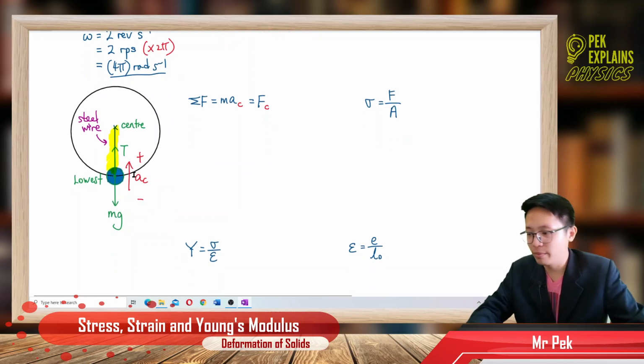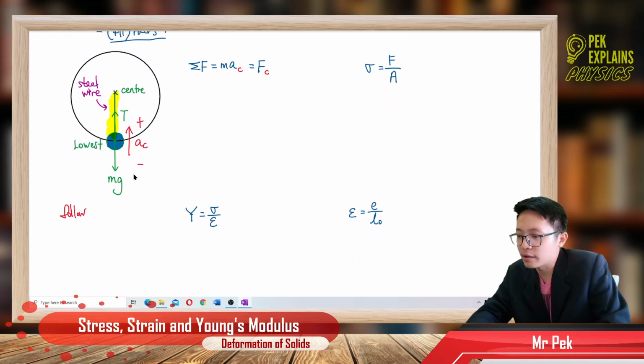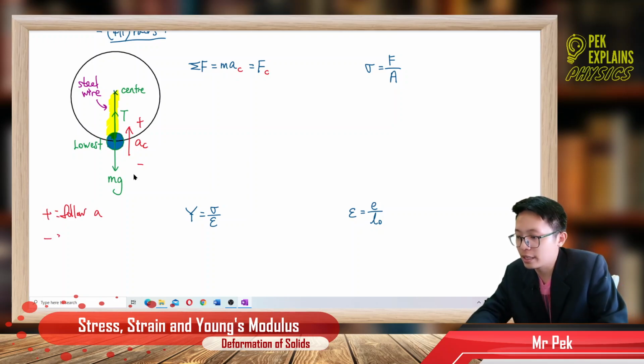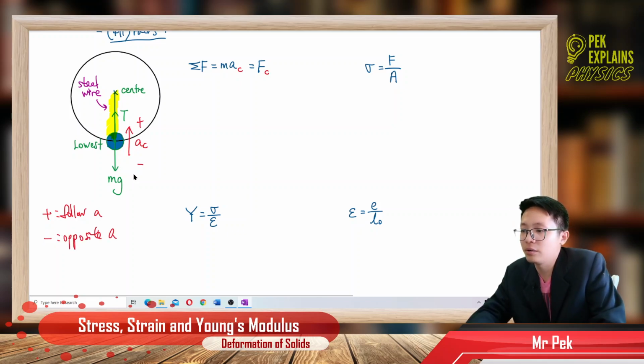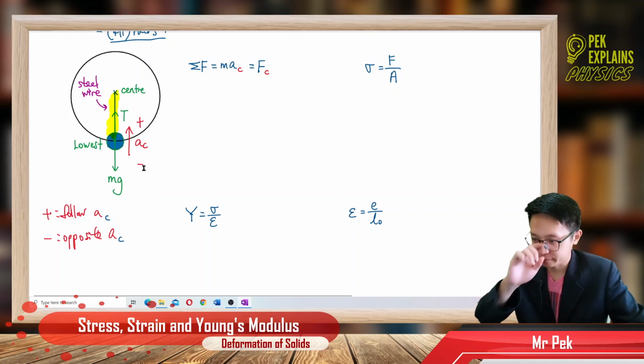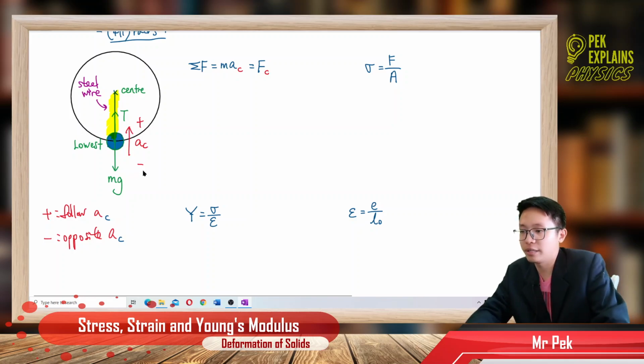And then go back to the sign convention. For Newton's second law, follow acceleration is positive, isn't it? Positive is follow acceleration. Negative means opposite acceleration. In our case now, our acceleration is centripetal acceleration. So follow centripetal acceleration is positive. Opposite centripetal acceleration is negative. So this tension is positive because it follows acceleration. Mg is negative.